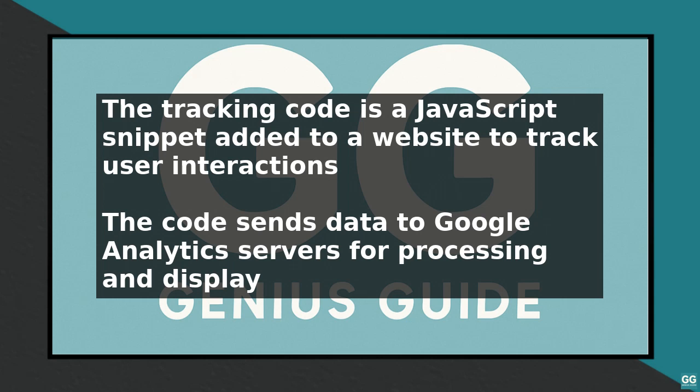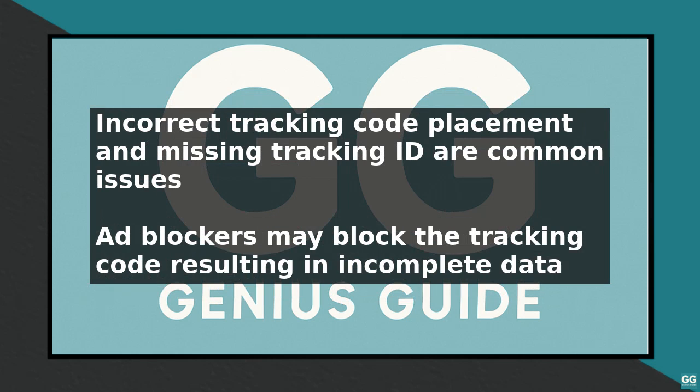Practical examples and solutions. For example, if a website has multiple subdomains, the tracking code may need to be modified to track across all subdomains. This can be done by adding a line of code to specify the cookie domain.